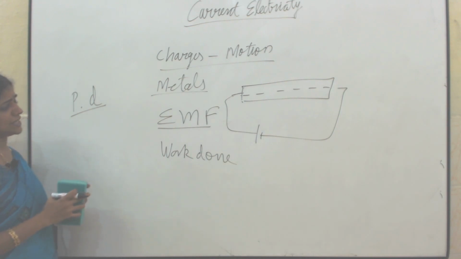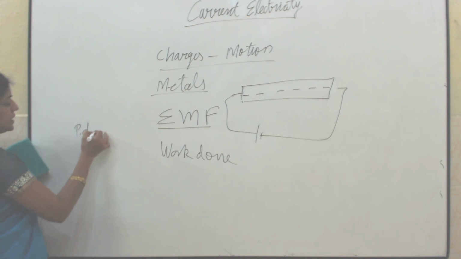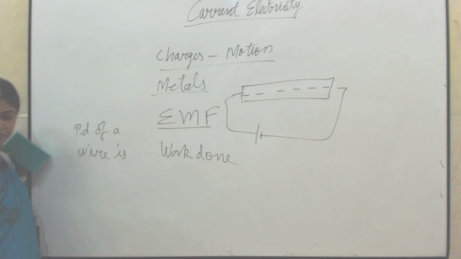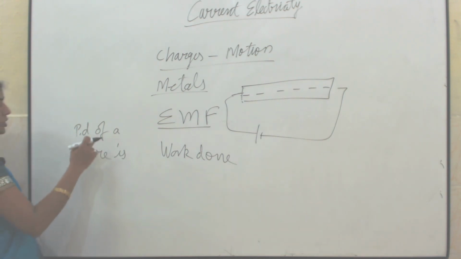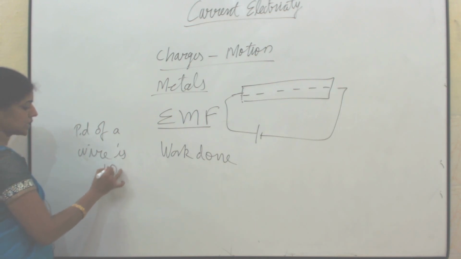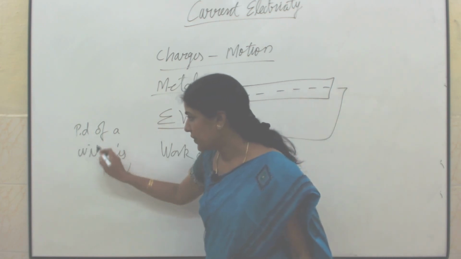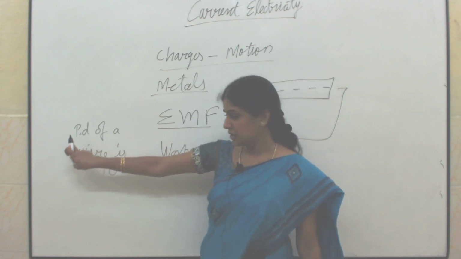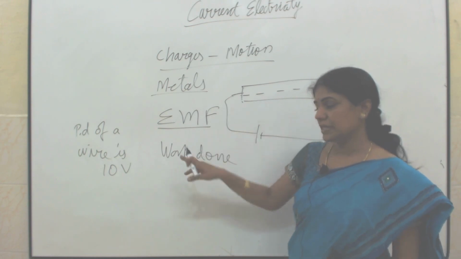Now, I will go for an example. The potential difference of a wire is 10 volts. What does that mean? Can you see? The potential difference of a wire is 10 volts. What does that mean? Listen to me. I am saying the potential difference of a wire. So just imagine this is a wire. The potential difference of this wire is 10 volts.